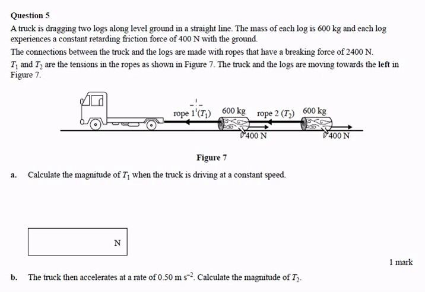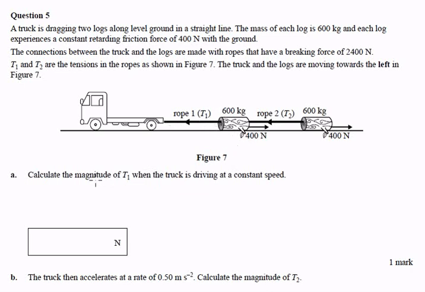We've got a truck here dragging 2 logs along the ground. Each log is 600 kgs, that's its mass, and each log experiences a retarding force, a backwards force of 500 newtons friction with the ground. The connections between the trucks and the log are made with ropes that have a braking force 2,400. Tension 1 is here, tension 2 is here. Calculate the magnitude of tension 1 when the truck's moving at a constant speed.